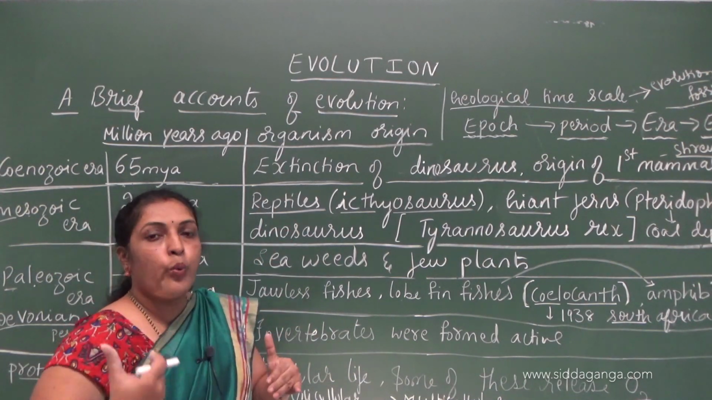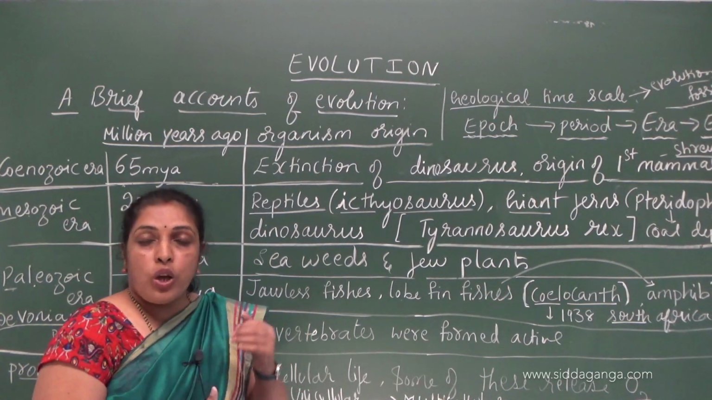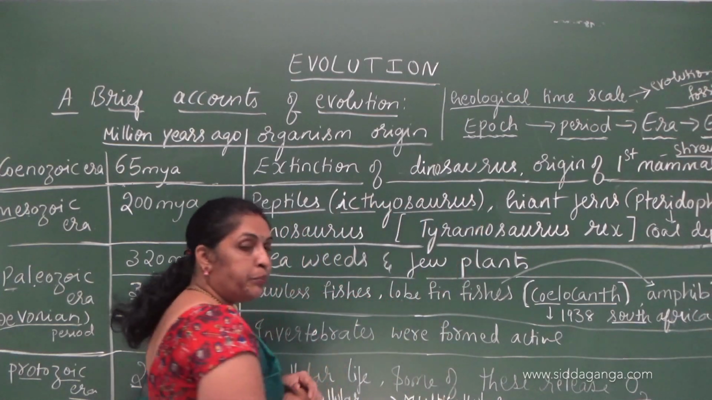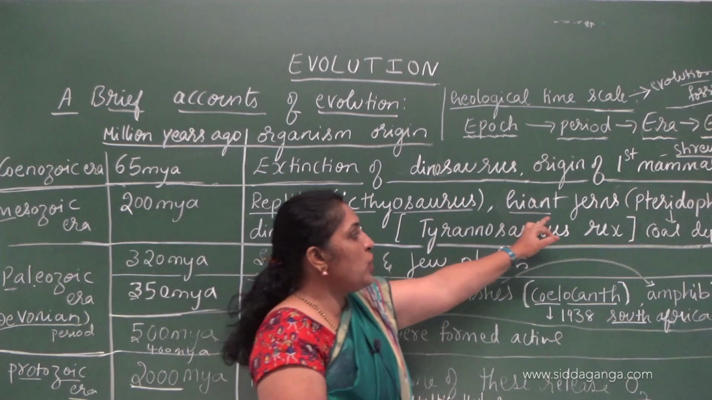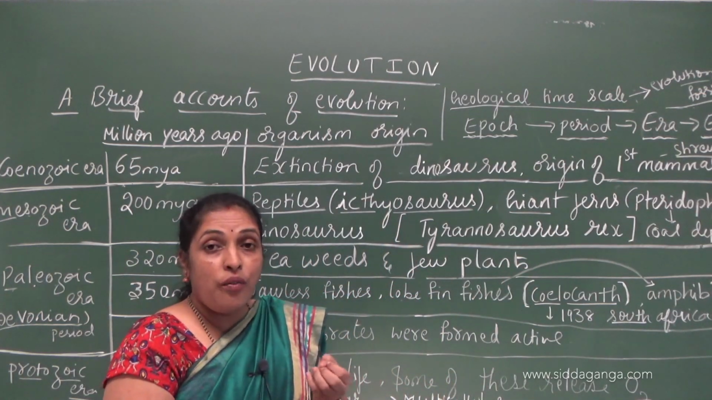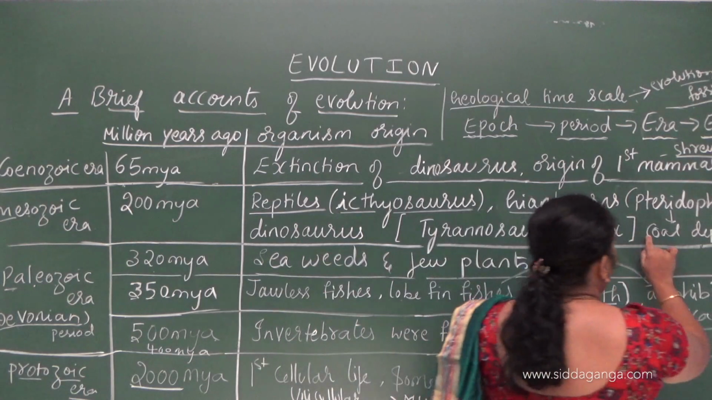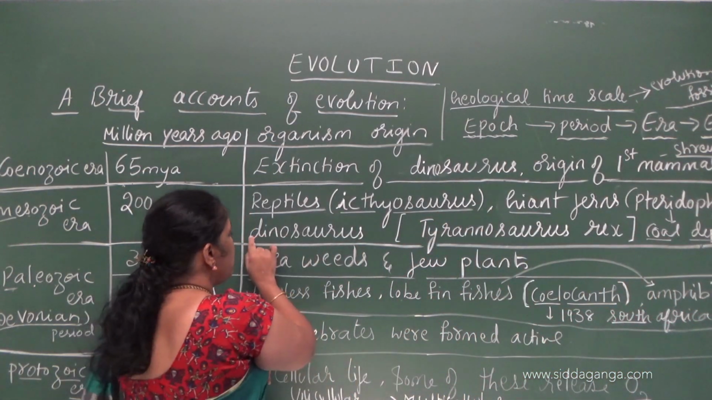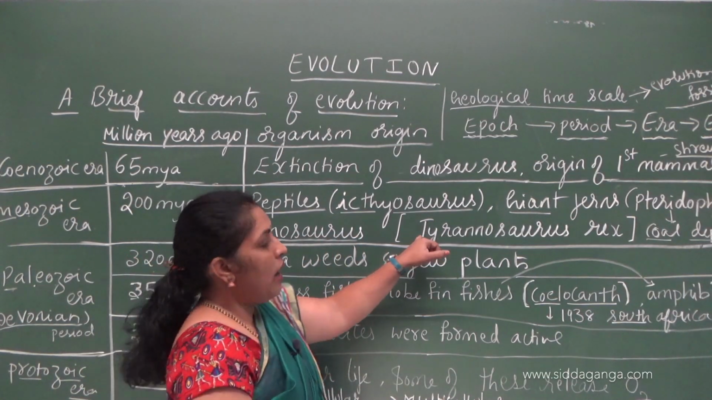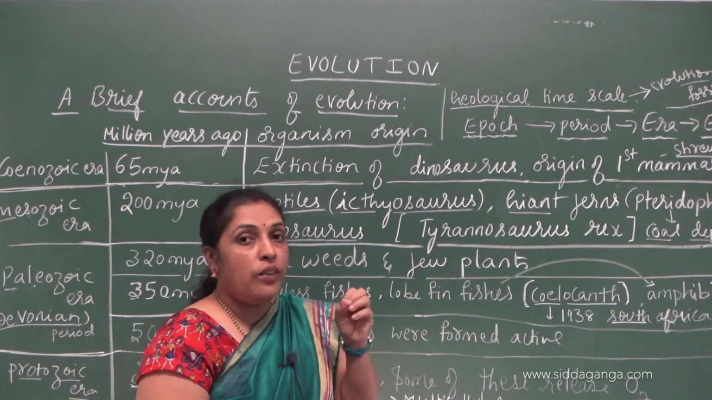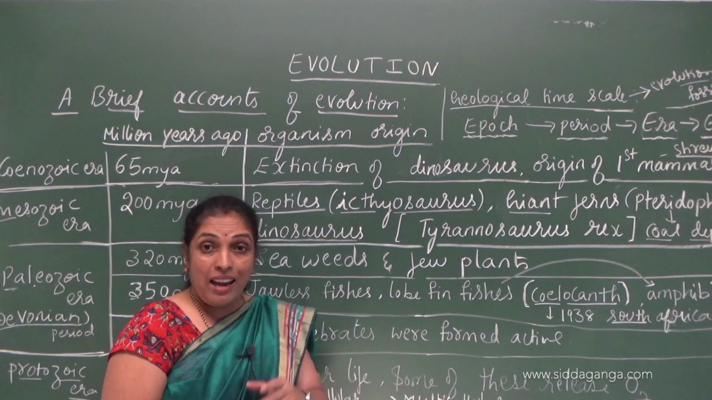Some of the reptiles went back to the sea to evolve into fish-like reptiles called ichthyosaurus. During that era, giant ferns like pteridophytes were present, and they fell and formed coal deposits on the earth. The largest land reptile, the largest land dinosaur, was Tyrannosaurus rex, nearly 20 feet in height, with dragon-like teeth.